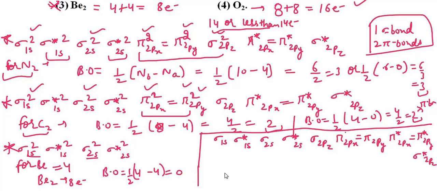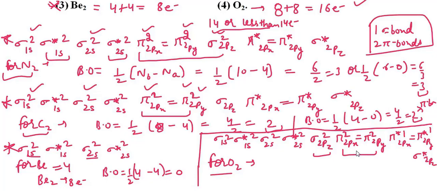Now let's talk about oxygen. In oxygen, the number of electrons is 16 here, so now the trend is slightly changed. We have to fill sigma 2pz before filling pi 2px and pi 2py, because now the number of electrons is greater than 14. So for oxygen, when we calculate the bond order, sigma 1s is 2, 4, 6, 8, 10, 11, 12, 13, 14, then 15 and then 16.